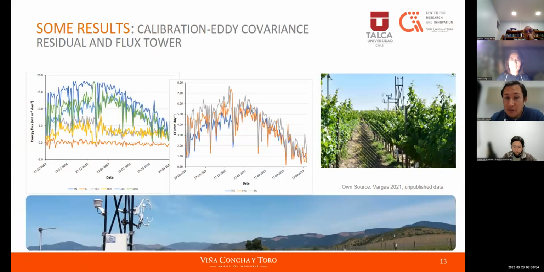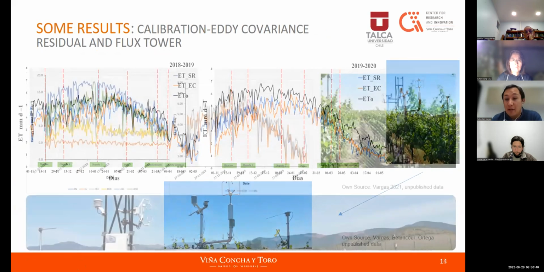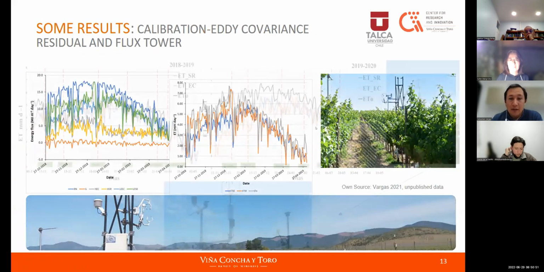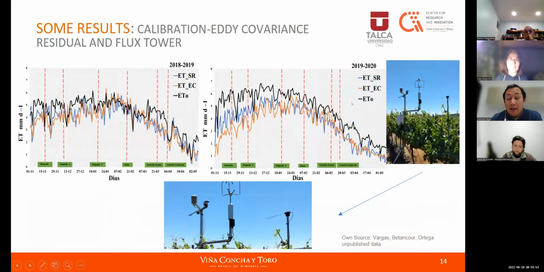Some of the results: basically, we are able to measure ET properly by the methodology, doing both techniques, surface renewal and eddy covariance as a residual. We're measuring since 2018 all the way to this last season, 2022.